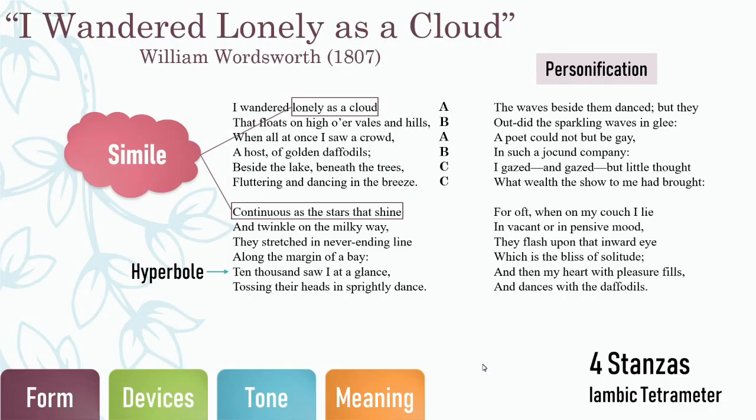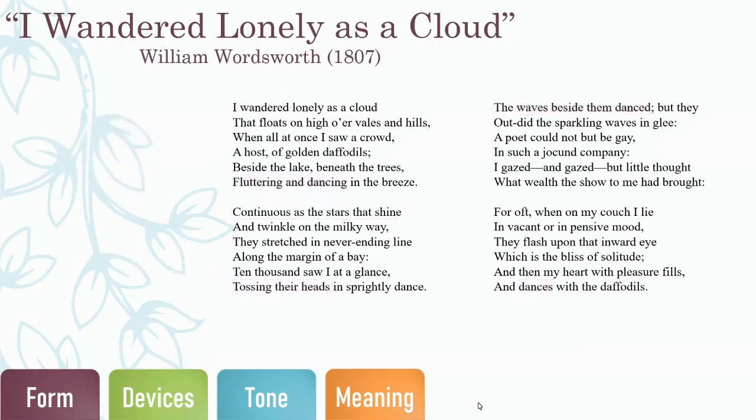I've highlighted some examples of personification in this poem. We can see that the daffodils are dancing and fluttering, which makes them seem really jovial and excited. They're also tossing their heads in a sprightly dance, while the waves are dancing beside them, also reflecting the happiness of the daffodils. And in the end, the speaker's heart actually dances with the daffodils. That shows that the speaker's own emotions reflect the beauty and the buoyancy of the scene around him.